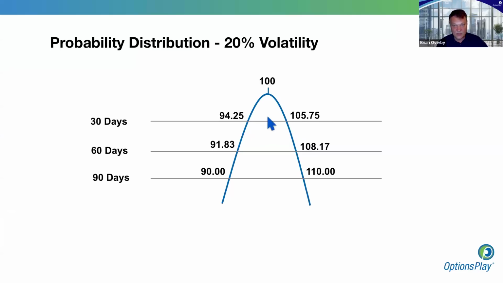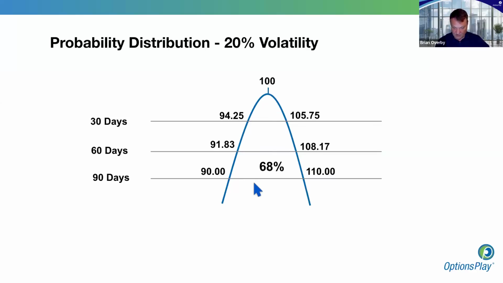So the expected range, which happens once again 68% of the time, for a 30-day period is between 94.25 and 105.75. For a 60-day period, it's 91.83 and 108.17. And then on a 90-day period, it's between 90 and 110. Once again, if you ride it all the way to the expiration date, you've got a 68% chance that the stock will land somewhere in the middle here. And you're seeing more and more brokerage firms come up with this little distribution just to give you a good feel for what the options marketplace is trying to tell you. Okay.